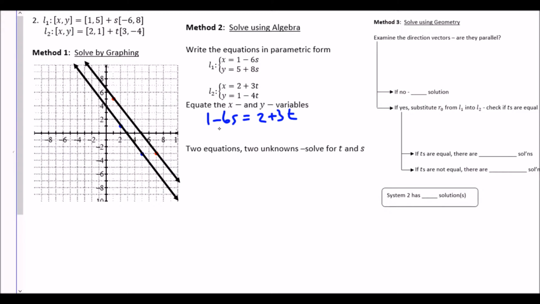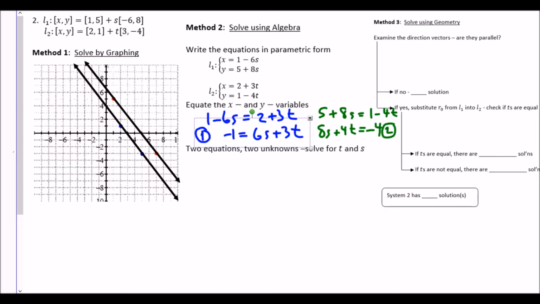I'm going to isolate here. So I'll bring everything to one side. I'm going to bring this 2 over, so I have negative 1 equals, and then bring the negative 6s over, so I have 6s plus 3t. There's my first equation. For my second equation, I'm going to equate the y's now. So 5 plus 8s is equal to 1 minus 4t. Bring everything over to one side. I'm going to bring my negative 4t over, so I have a positive value here. So I have 8s plus 4t is equal to, bring this 5 over, negative 5, so minus 4. So there's my equation 2.